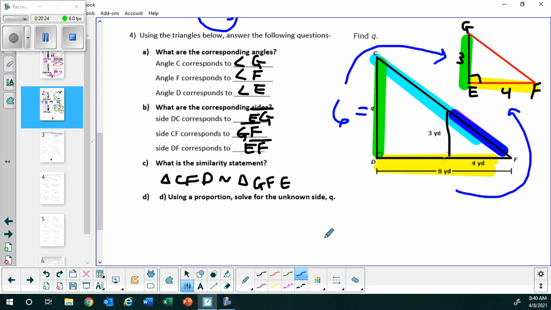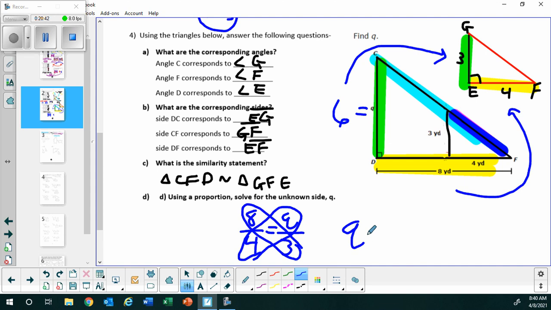Okay? So again, yellow to yellow, most of us are seeing that the 8 got cut down to a 4. So then we want to know Q gets cut down to a 3. Cross multiply. 8 times 3 is 24. Divide 24 by 4. And we prove Q equals 6.